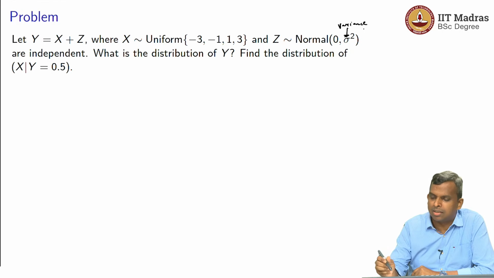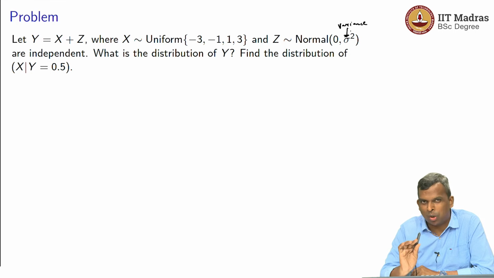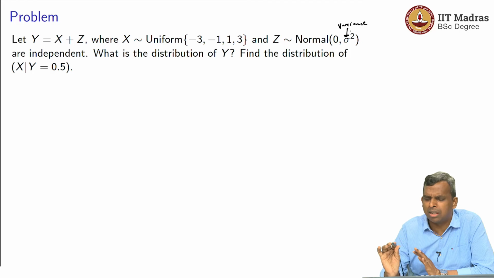I apologize for not being very consistent here, so I should be very careful. For the normal distribution, usually one writes mu and sigma squared. In the previous two problems, I simply took it as sigma, forgive me for that. You should take it as sigma squared. Sigma squared is the most standard notation.